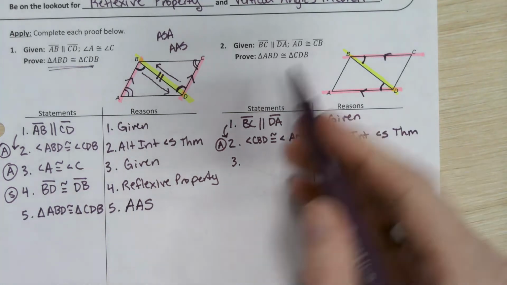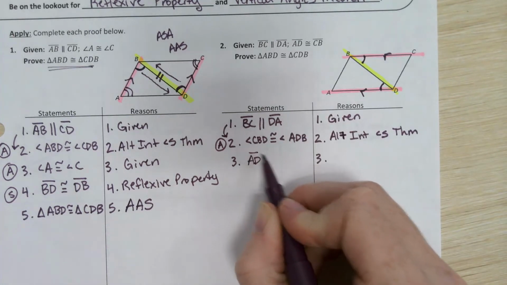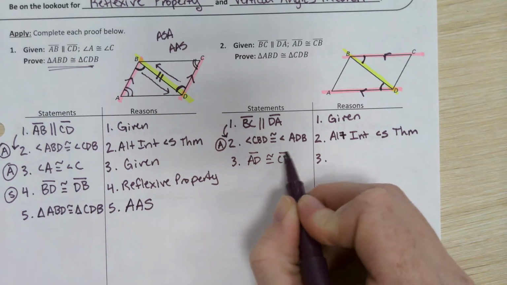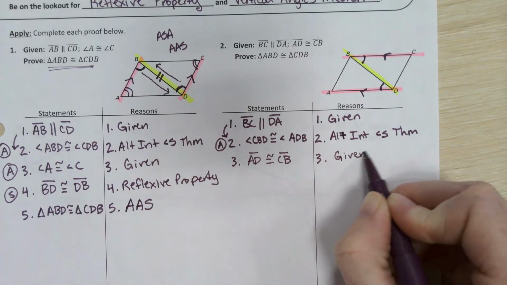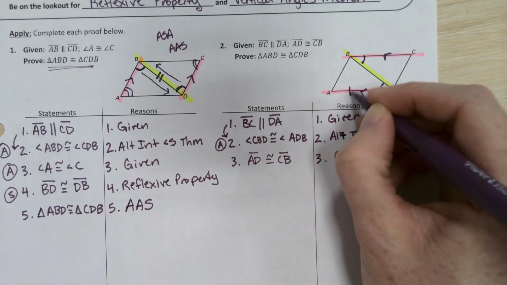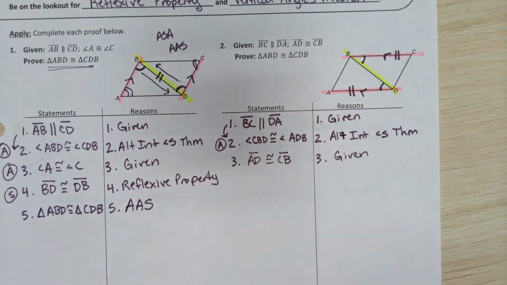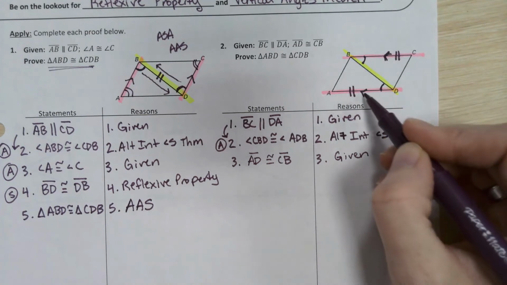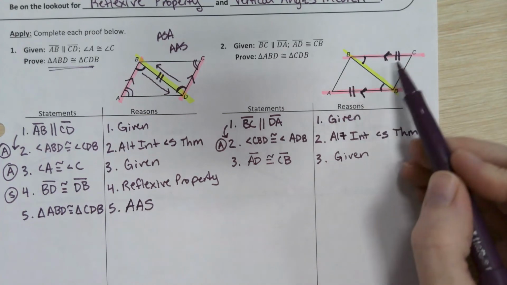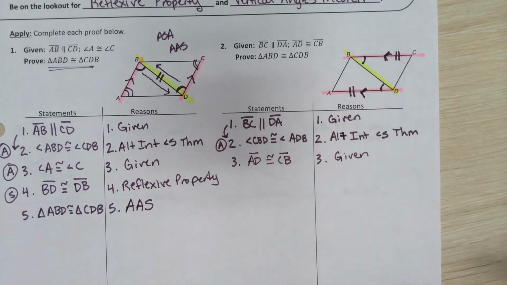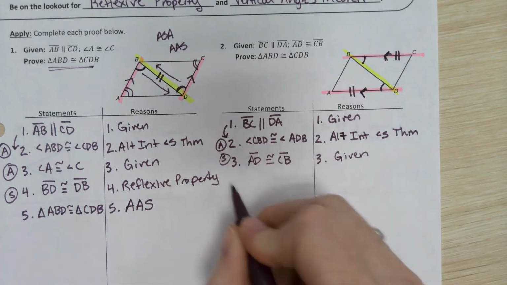Moving to my second given this time, it's a set of segments or sides instead of angles. I don't need to worry about why AD is congruent to CB. I just need to mark it. Being parallel is different than being congruent, so we do want to make sure that we mark it as both since we know both facts. That would be a pair of sides.